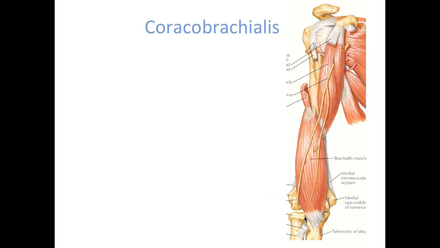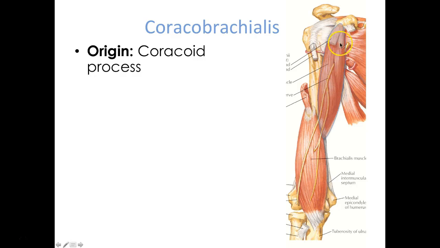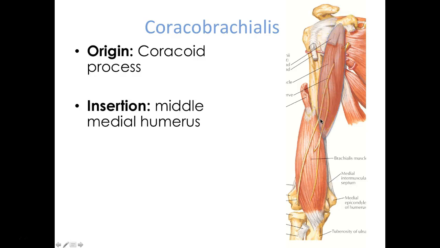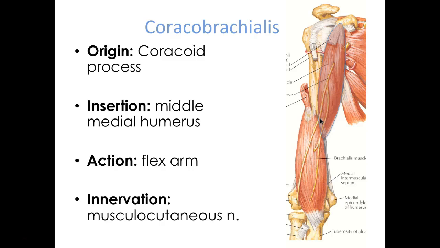Next, we have coracobrachialis. This is one of my favorite muscles because it's easy to identify for me. I can always tell because 88% of the time we have the musculocutaneous nerve piercing this muscle. It's going to originate from the coracoid process, and then it inserts into the middle medial humerus. Its action, it's a small muscle, so it's only going to flex the arm, and innervation is the musculocutaneous nerve.